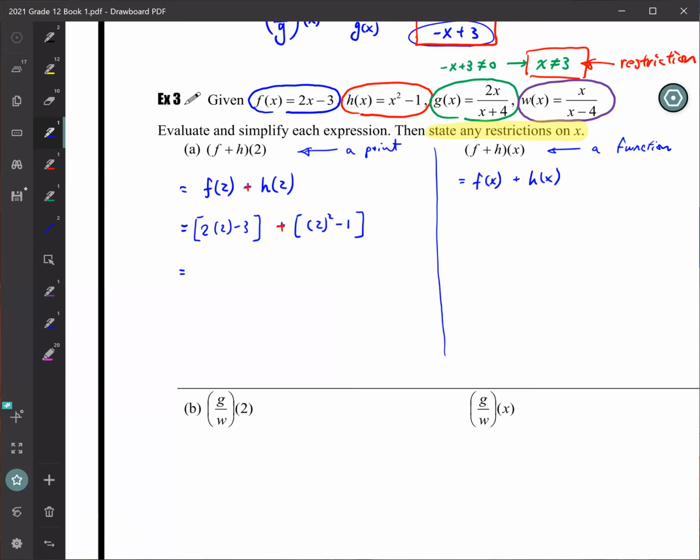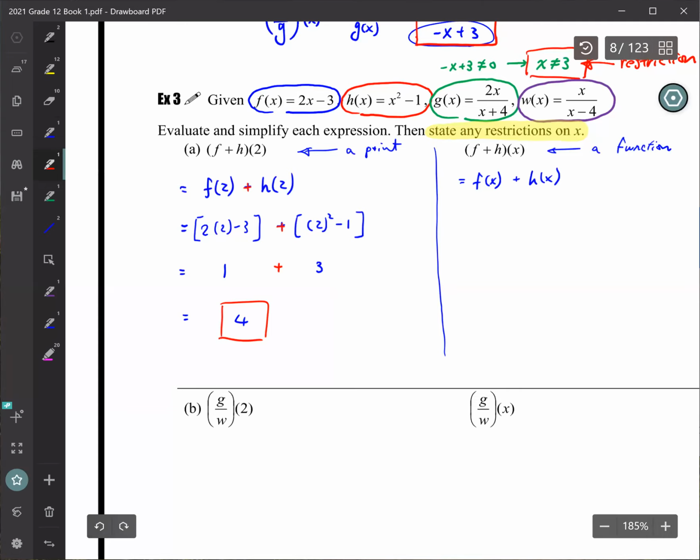Then we can do some mental math here now. 2 times 2 minus 3, that's a 1. Plus, what's the next part? Philip, what do you have? 4 minus 1 is 3. Yep, so 3. Anyone falling behind here? And then the final answer, of course, 4. So this is your answer for question A.